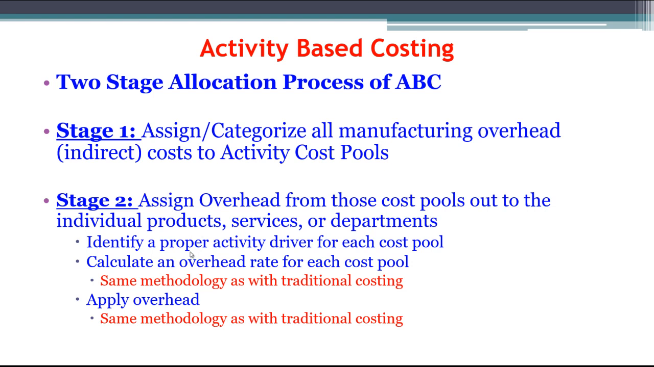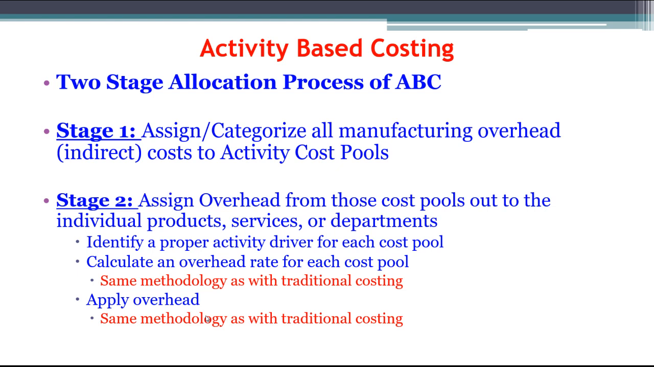Then we calculate an overhead rate for each cost pool by taking the total cost divided by the total quantity of that driver. And again, these are estimates. That's the overhead rate. Very similar to what we did with traditional costing. We're just doing it now multiple times. We've got more than one cost pool, more than two cost pools. And then we apply the overhead as those cost drivers actually come through each period.